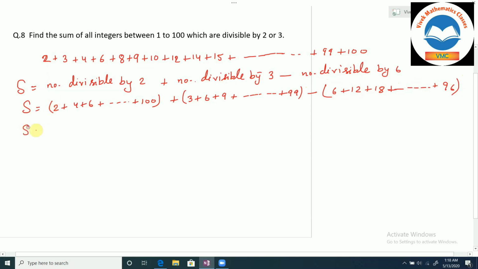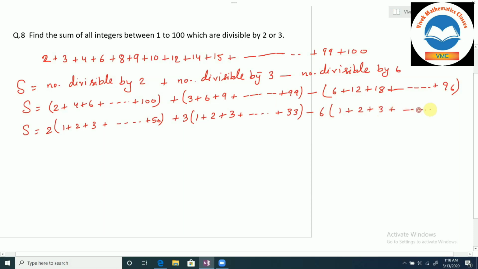Now in the first bracket if you take 2 common, we will get 1 plus 2 plus 3, and at last we will get 50. This will become the sum of 50 natural numbers. Plus, in the second bracket if you take 3 common, we will get 1 plus 2 plus 3 up to 33. This will be the sum of the first 33 natural numbers. Minus, if you take 6 common here, 1 plus 2 plus 3 up to 16.